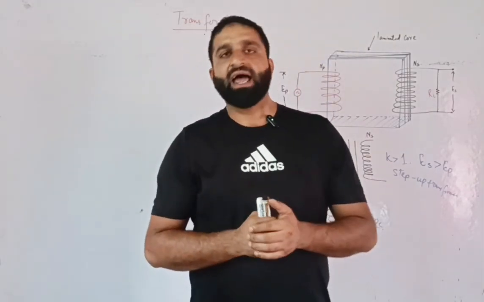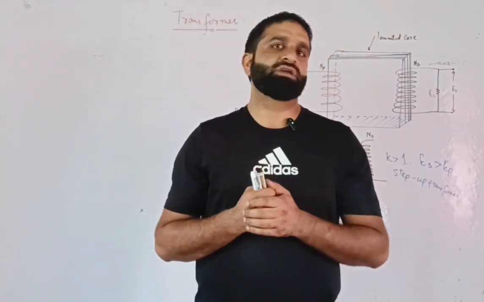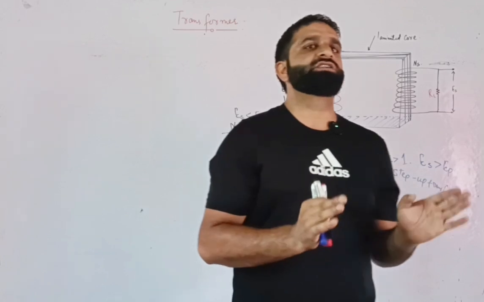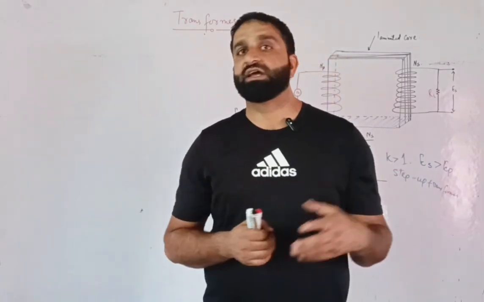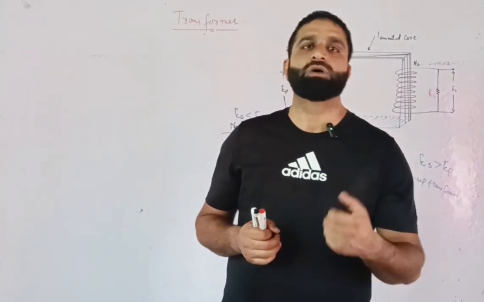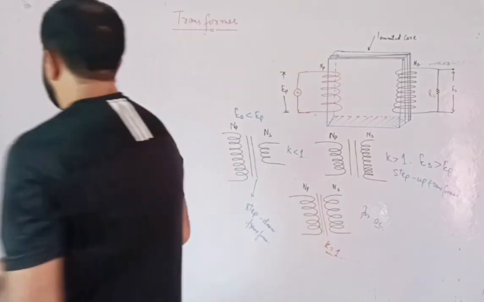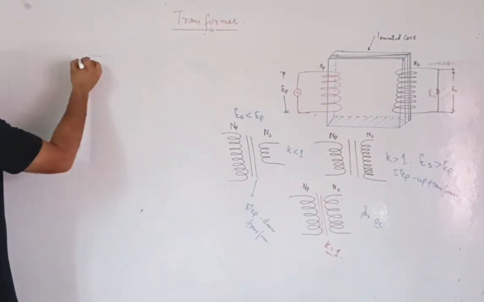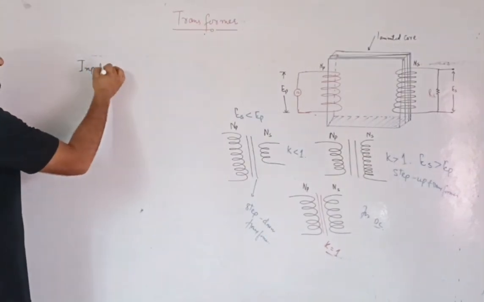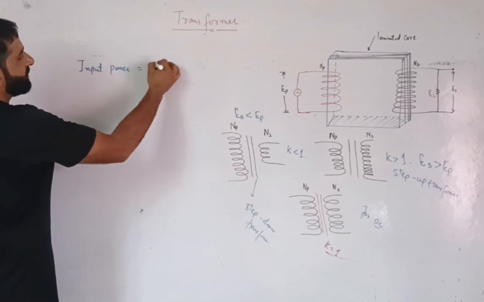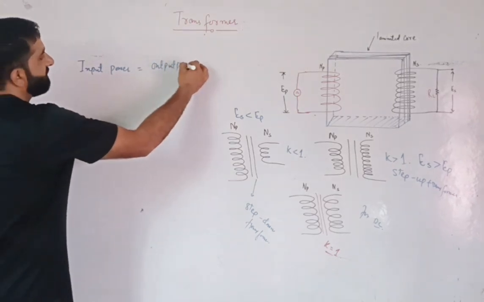Now the thing to think is how is the transformer able to step up the voltage and step down the voltage? It cannot create energy, it just transmits energy from primary coil to secondary coil. It cannot create energy because energy can neither be created nor be destroyed but can change from one form to another. Here the transformer works on a principle that input power is equal to output power.